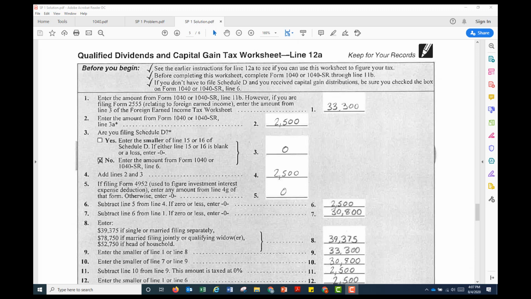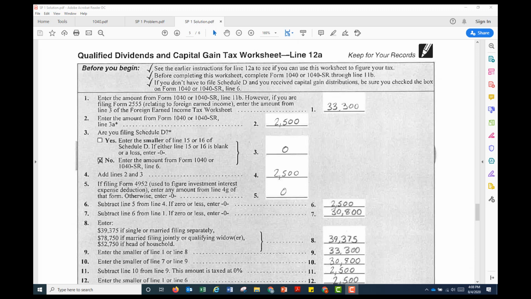Line 2, enter the amount from Form 1040, line 3A. What is line 3A from 1040? That's qualified dividends, $2,500. Line 3, are you filing Schedule D? The answer is no. Schedule D relates to capital gains and losses, but we don't have it in this problem, so the answer is no. Line 4 is a subtotal of 2 and 3, which amounts to the qualified dividend amount, $2,500.